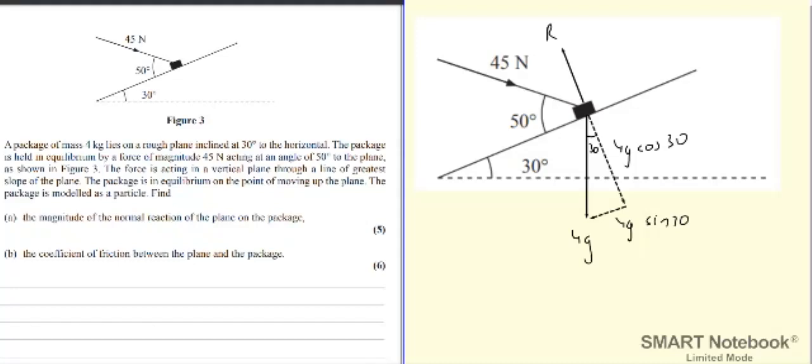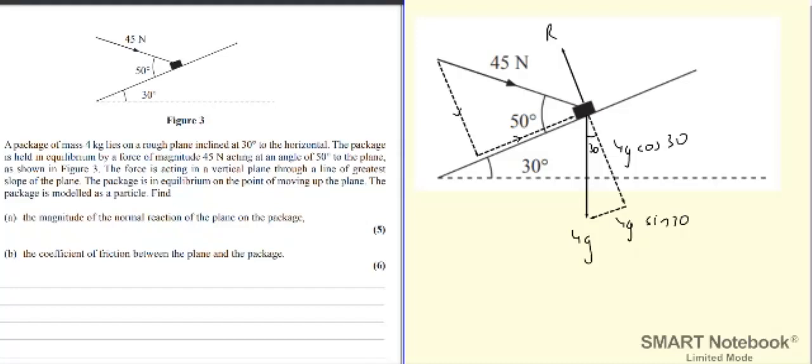A rough plane, isn't it? So there's friction involved here. Now, this 45 newtons can be broken into perpendicular to the plane, which would be acting in that direction, and parallel to the plane, acting in that direction. So just going to make that really clear. This is arrows pointing towards the plane, and this is parallel to the plane.